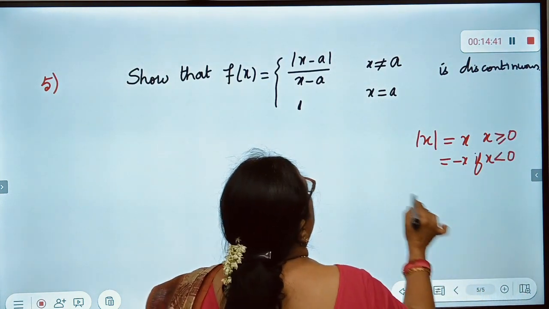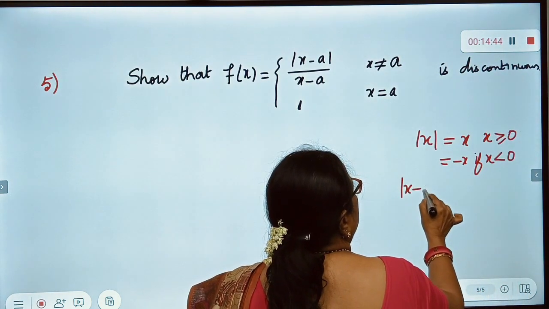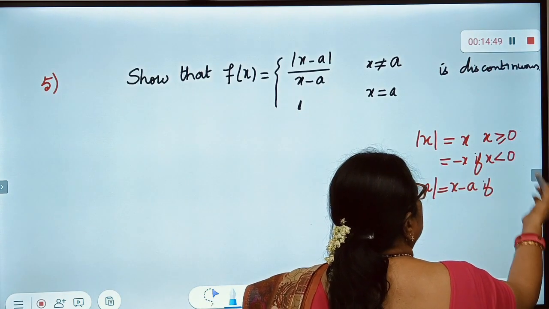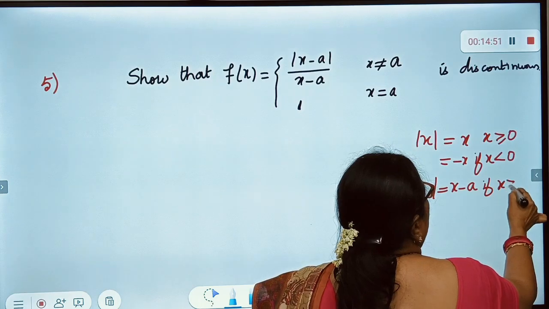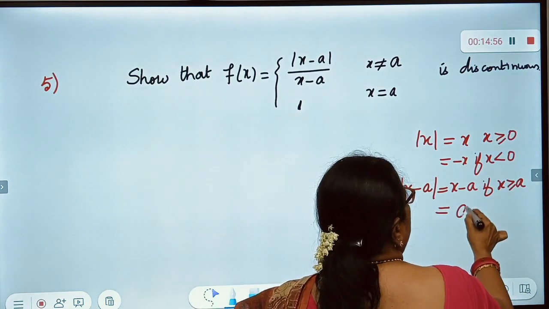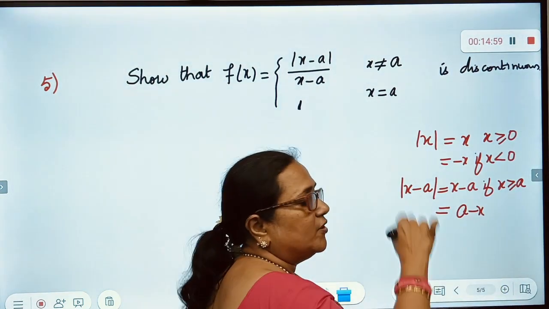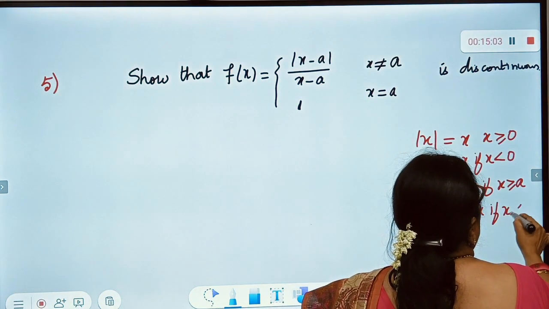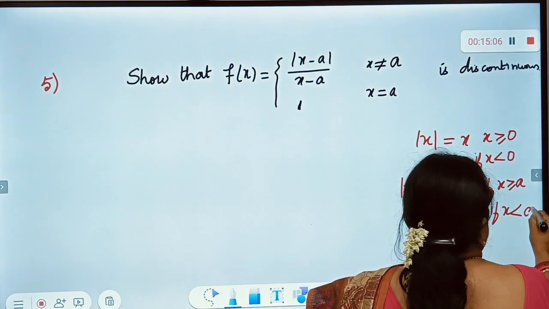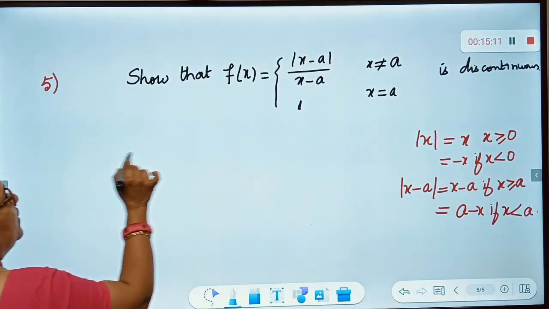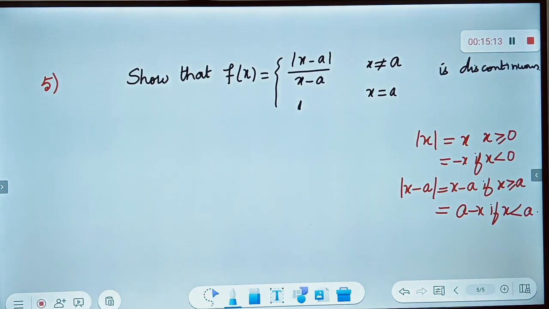By virtue of this definition, modulus of x minus a is x minus a if x minus a is greater than or equal to 0, so if x is greater than or equal to a. It is minus of x minus a, which is a minus x, if x is less than a. Now you are given that when x is not equal to a, f of x is modulus of x minus a by x minus a.